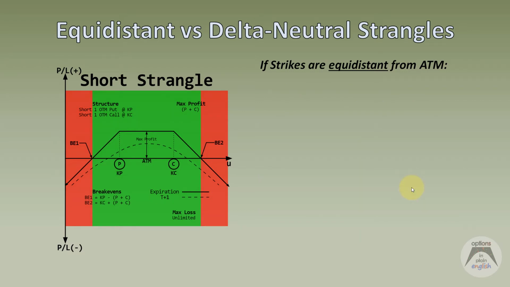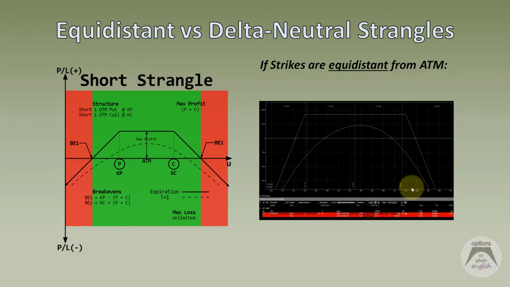So if we put on the position that we talked about, in this case Apple was 275. If we go to the 230 put and the 320 call, what you're going to get is a put that's a little bit larger. So it's going to give us a positive delta to the strangle. And we probably didn't want that. We wanted a delta neutral strangle. We wanted a strangle that doesn't have a directional component.